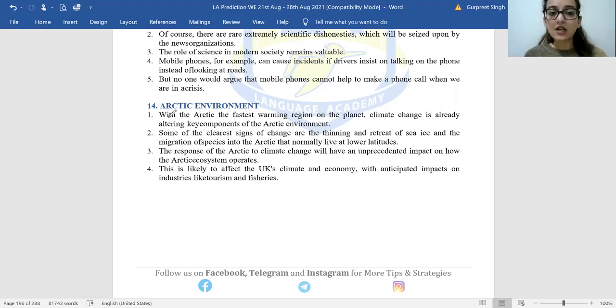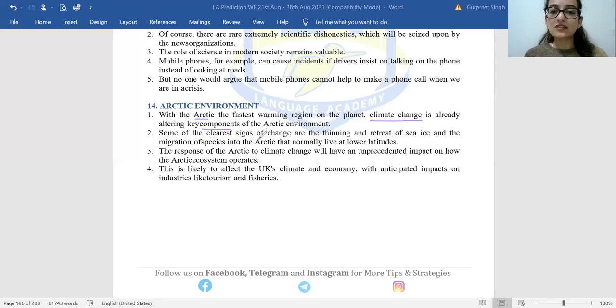Now here, with the Arctic. What is Arctic? This is a kind of introduction. Arctic is the fastest warming region on the planet. So it kind of introduces the topic to us before talking about what is happening in the Arctic. Climate change is already altering key components of the Arctic environment. What are the elements that we have? Let's only mark the elements. We are talking about Arctic. We are talking about climate change. We are talking about altering key components of the Arctic environment. So key components are being changed because of climate change, obviously.